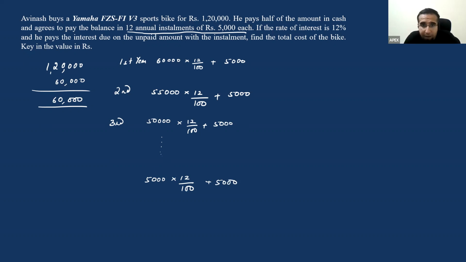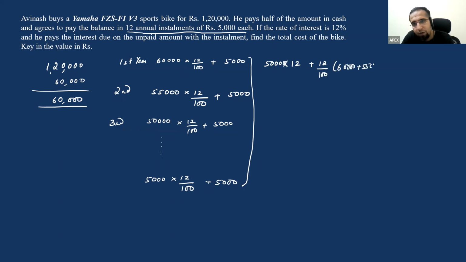Clear? Now, if you observe, I can do a very simple calculation here. I'm paying 5,000 12 times. And then I can take 12 by 100 common. Now this becomes 60,000 plus 55,000, and so on, so on, so on till 5,000. So 12 terms, right? So can I say the sum total here becomes average into number of terms? So this is 12 by 100 into 5,000 plus 60,000, first term plus last term, by 2 into the number of terms.